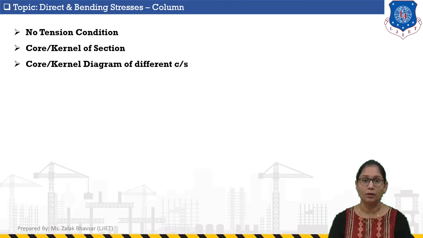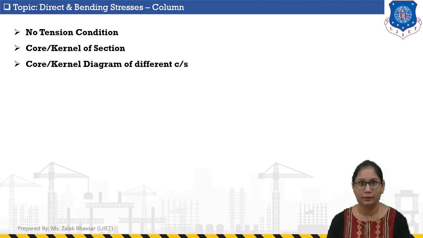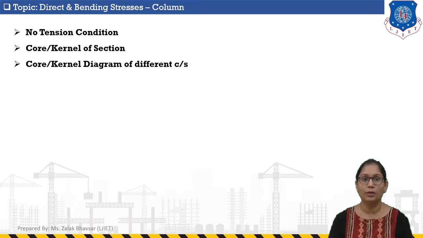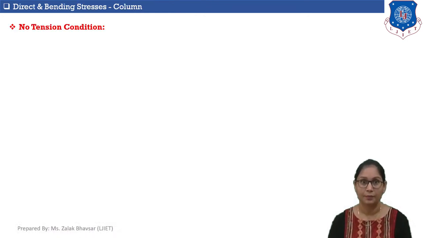Basically a column section is designed to carry compressive load, and generally we expect that the stresses developed should be compressive in nature. So in this session, first of all, we will discuss the no tension condition. After that, we will discuss the core or kernel of the section, and then the core or kernel diagram of different cross sections. So let's start with the no tension condition.